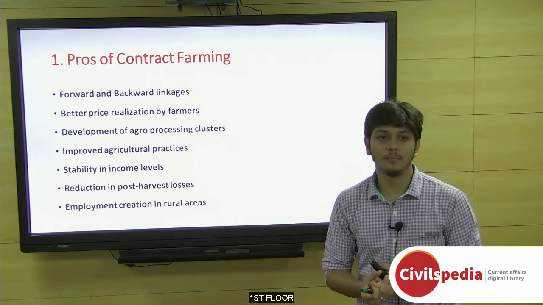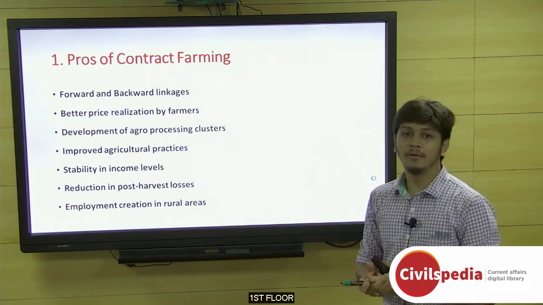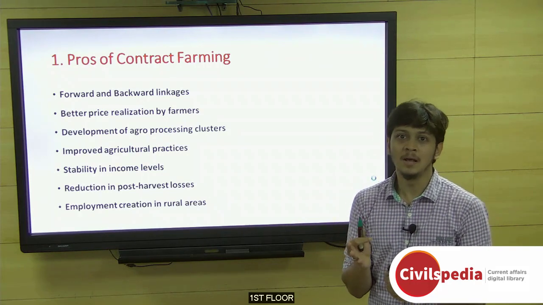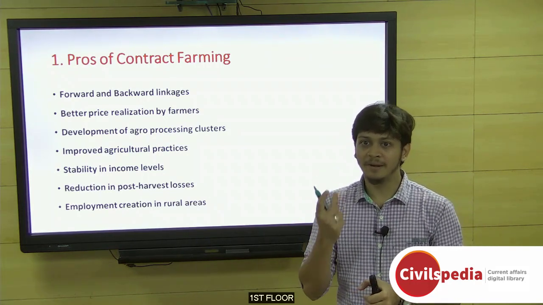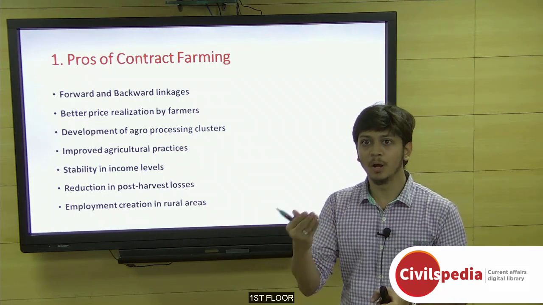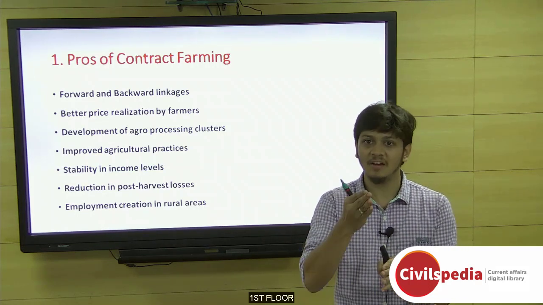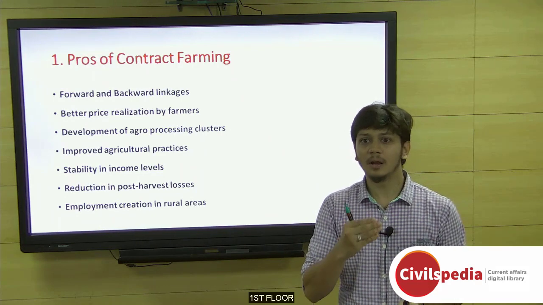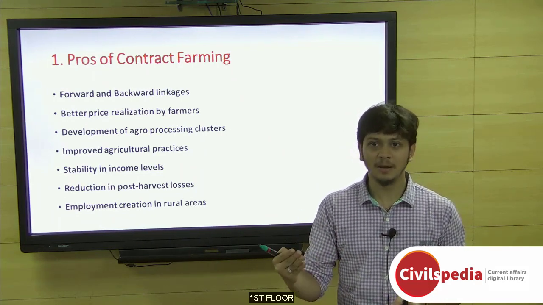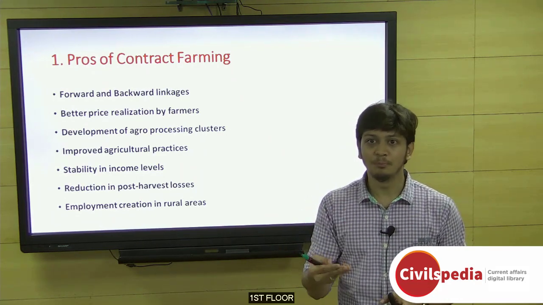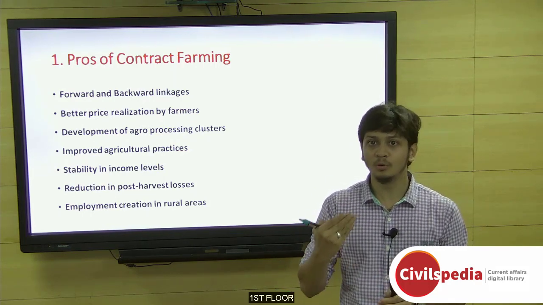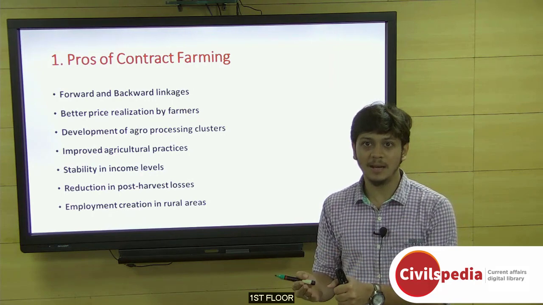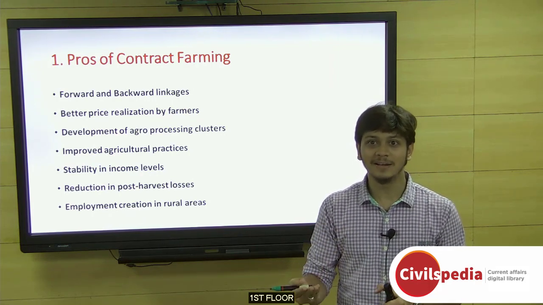Certain pros of contract farming is that it encourages forward and backward linkages. How will this happen? Suppose there is a ketchup company. They need a particular variety of tomatoes so that they could make a very high quality of ketchup. The industry will go to the farmers nearby. They will give them the inputs and teach them the best practices of how to cultivate tomatoes in the best manner. They will be giving fertilizers, high yield variety seeds, etc.